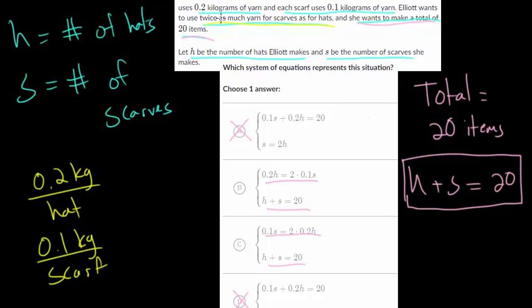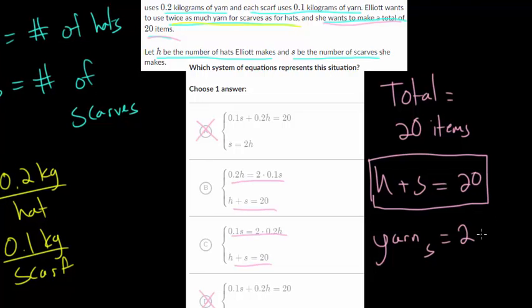So we can say that there's twice as much yarn for scarves as for hats. So the yarn for scarves, so let me write it like this. Yarn for S is equal to twice, I'll make some room here, the yarn for hats. And so how do we figure out the amount of yarn you would use for a scarf? Well, it's 0.1 kilograms per scarf. And if we multiply it by the number of scarves, which is just S, then that would give us the amount of yarn we need for scarves. So it'd be 0.1 times S, and that would give us the amount of yarn for scarves.